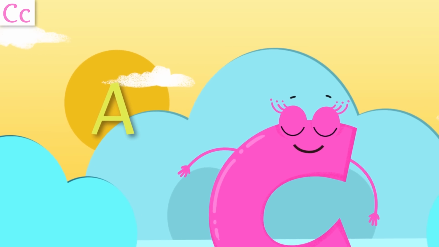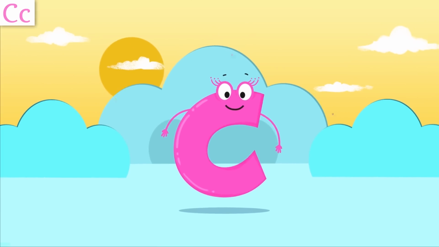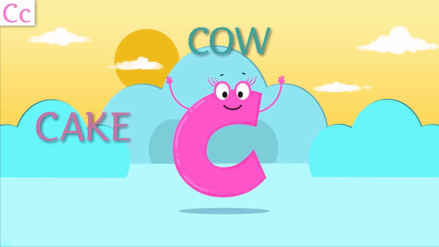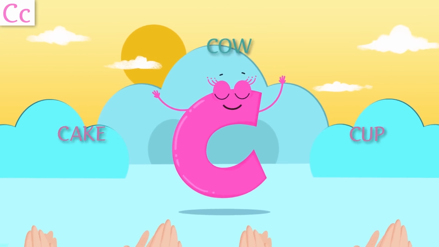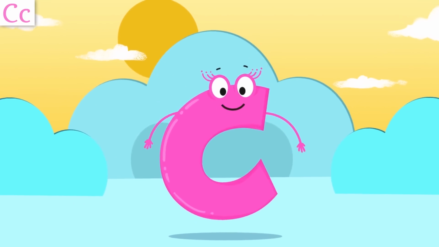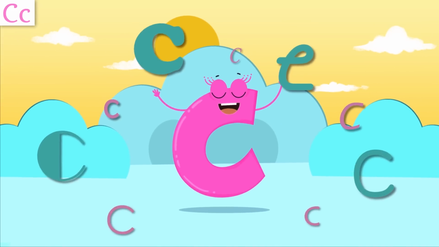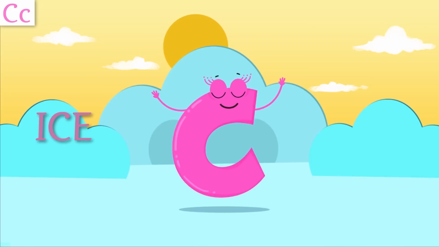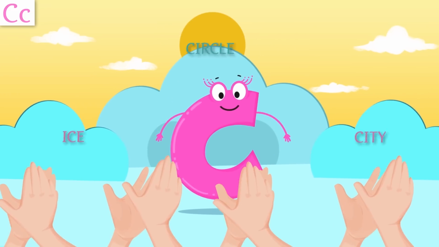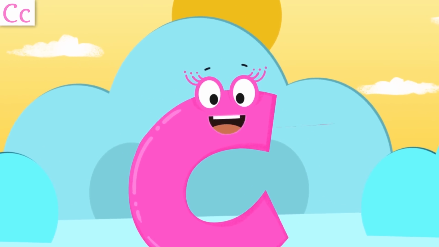When I'm with A, O, or U, my sound is hard. Listen. K, k, k, k. Words like cake, cow, cup have this sound. But then, when I'm with I or E, I sound like this. Sounds like ice, city, circle. Congrats! You've got it!